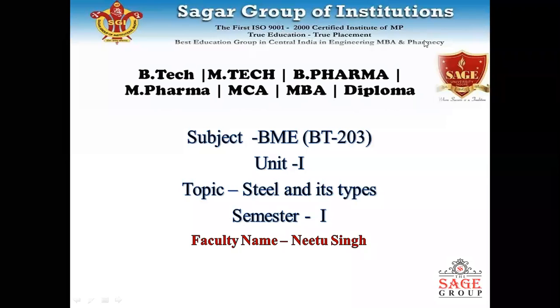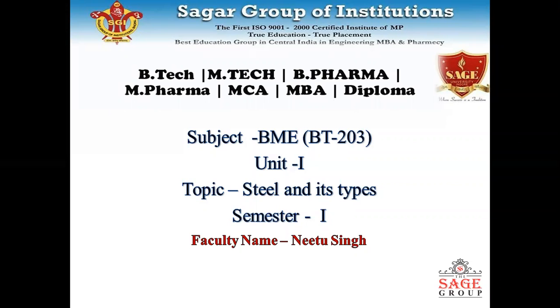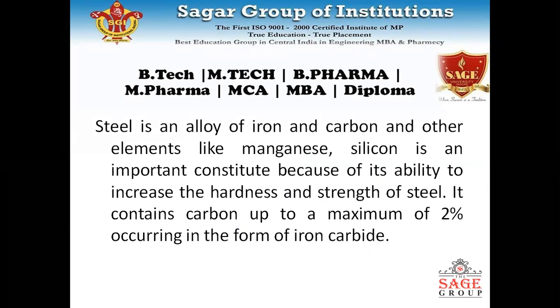Good morning, class. Today we are discussing steel and types of steel. Steel is an alloy of iron and carbon. Another element like manganese and silicon is an important constituent because of its ability to increase the hardness and strength of a material. Steel contains carbon up to a maximum of 2%, occurring in the form of iron carbide.